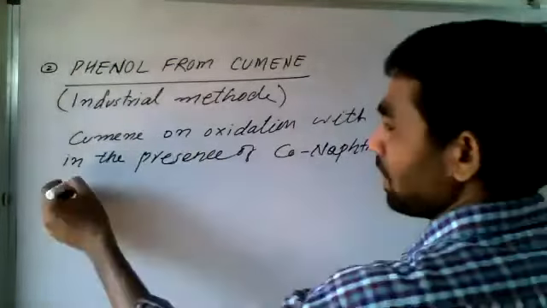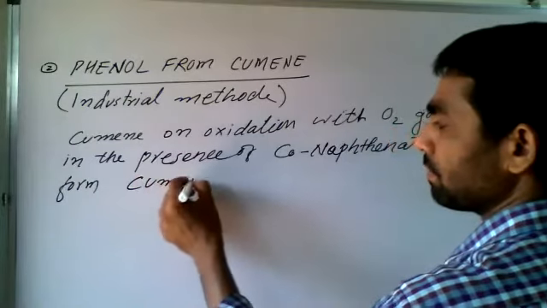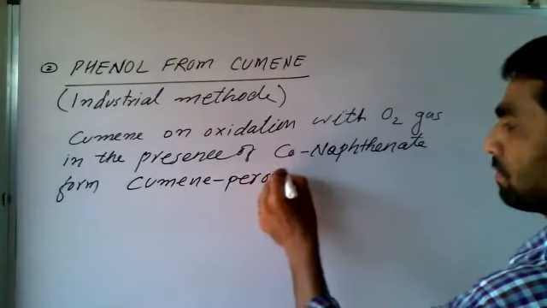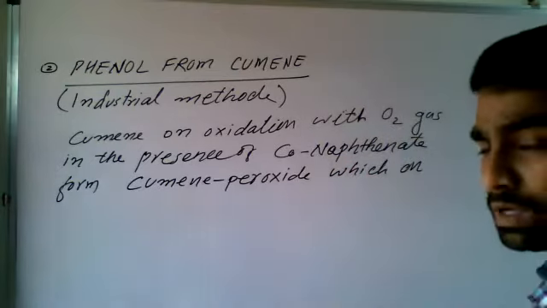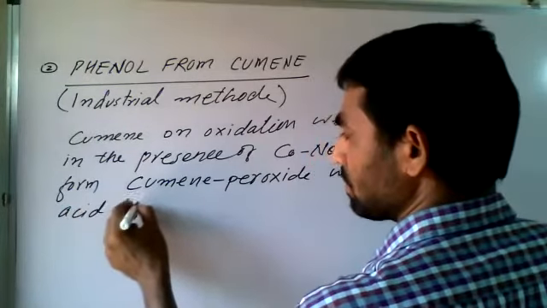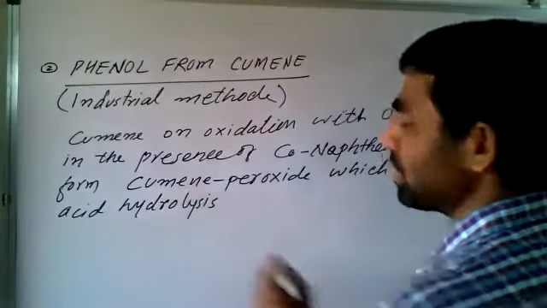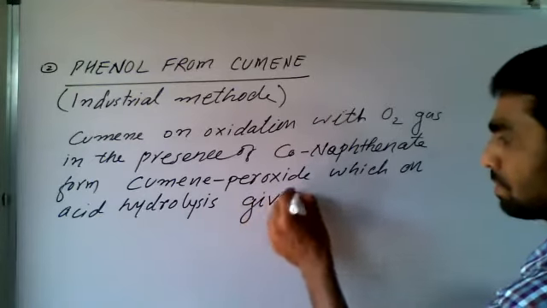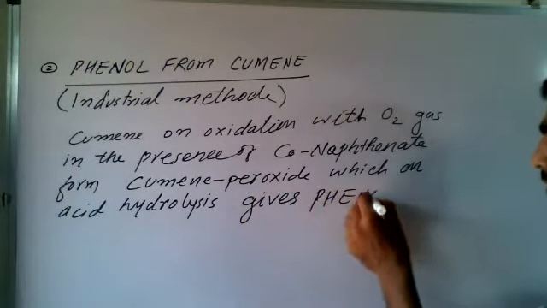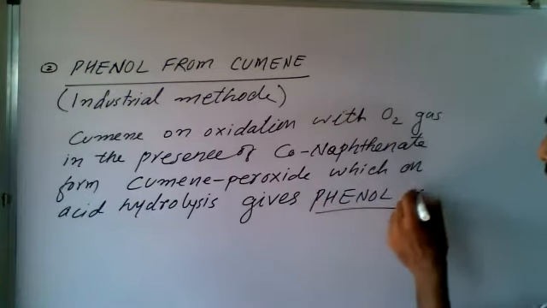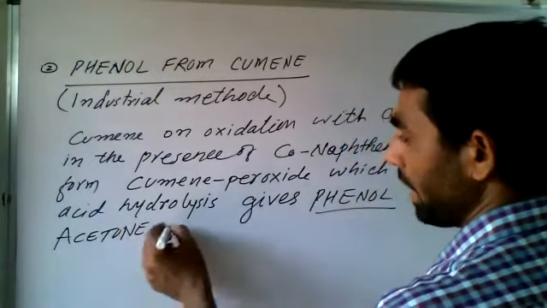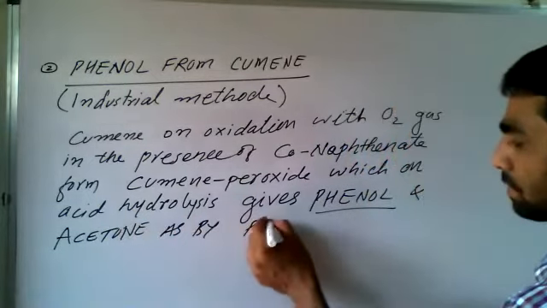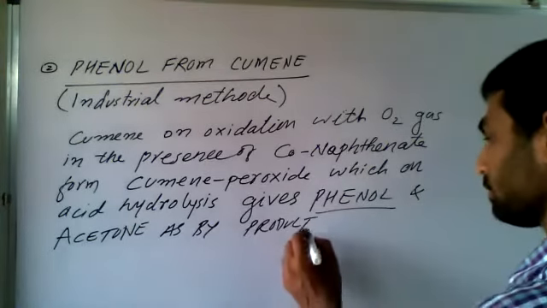forms cumene peroxide. Cumene peroxide, which on acid hydrolysis gives phenol and acetone as a byproduct. As a byproduct.